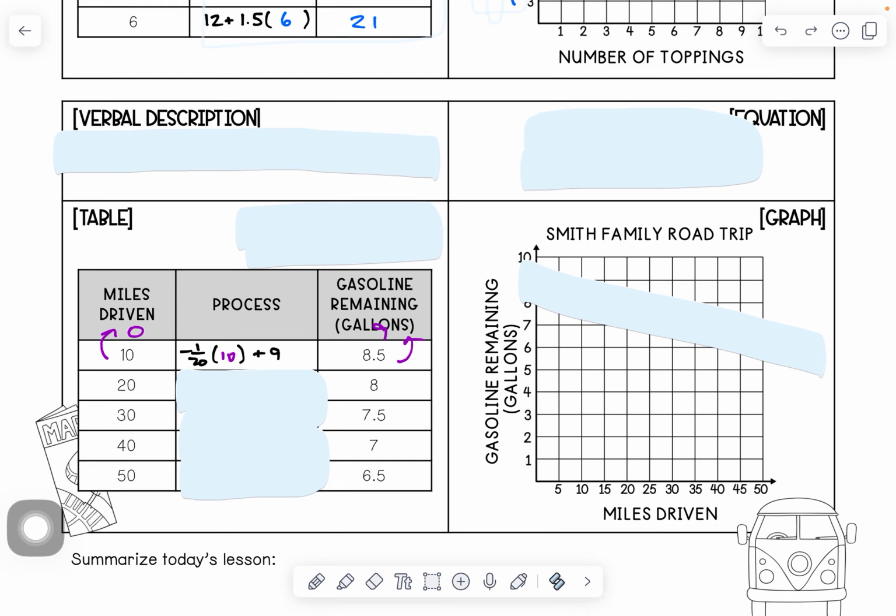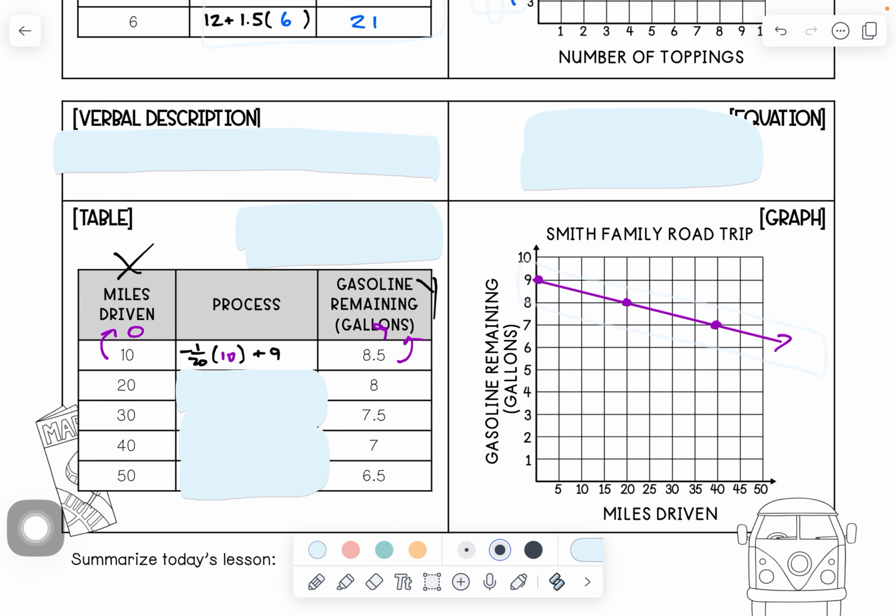So I can plot those, right? That's where I started. So the x values here are the miles driven. The y values is the gasoline. So I can plot those points. So I plotted (10, 8.5). I plotted 28. I plotted 47, and so forth, right? Got my line. So at least I have some of this done now. I didn't have an equation yet, so I had to kind of figure that out.